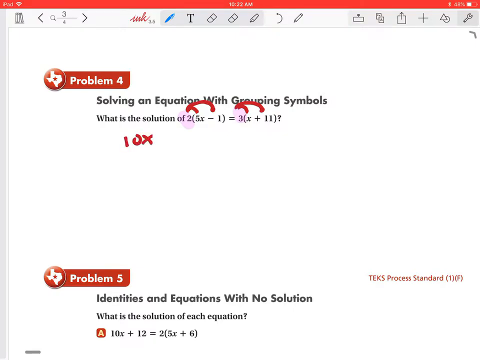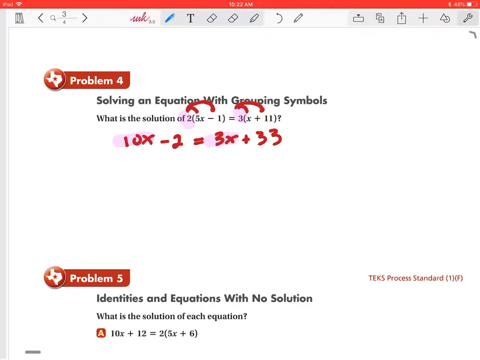So 2 times 5x is going to give me 10x minus 2 times negative 1 will give me negative 2. And 3 times x will give me 3x. 3 times a positive 11 will give me positive 33. Now I can combine like terms in my expressions.